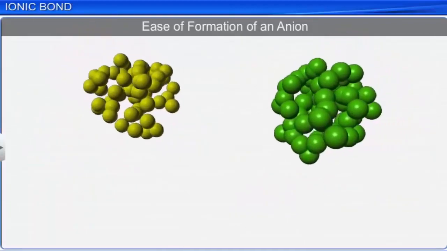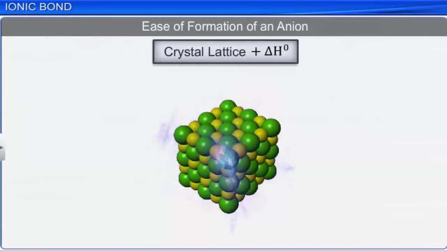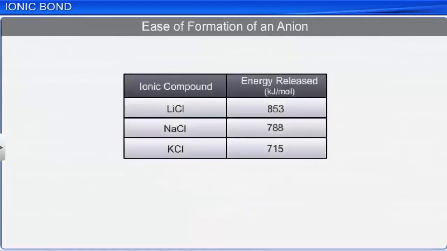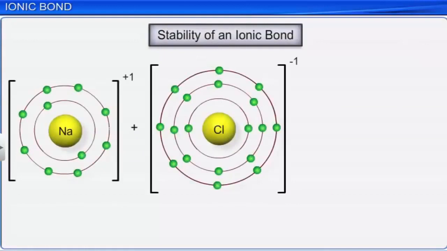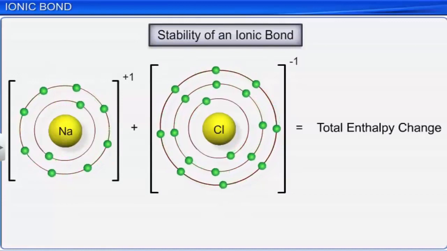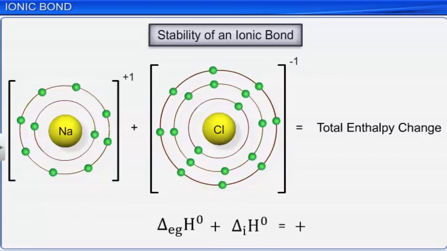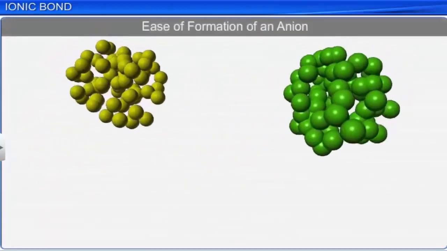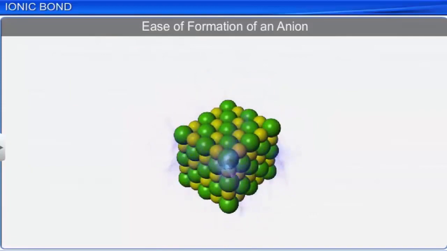Finally, a requisite number of oppositely charged ions combine to form a crystal lattice. This process involves the liberation of energy. The higher the amount of the energy released, the greater the stability of the ionic compound. The stability of an ionic compound can be predicted by calculating the total enthalpy change in the process. In ionic solids, the sum of the electron gain enthalpy and the ionization enthalpy may be positive. But still, the crystal structure is stabilized due to the energy released during the formation of the crystal lattice.